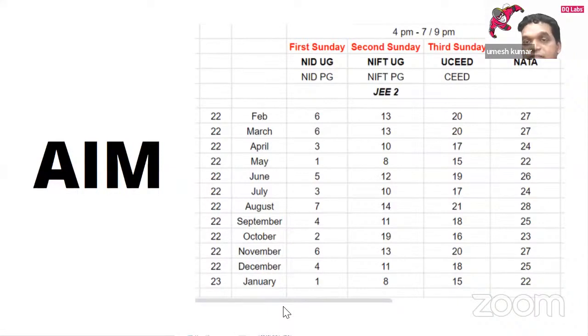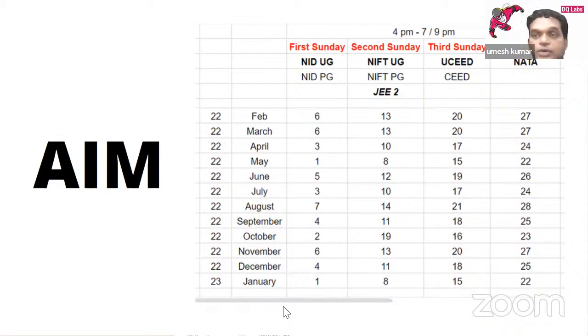Vijeta is asking, which test should we start off with? Keep in mind the All India monthly mock test. It's only once a month. Vijeta, which test are you preparing for? NATA, sir.